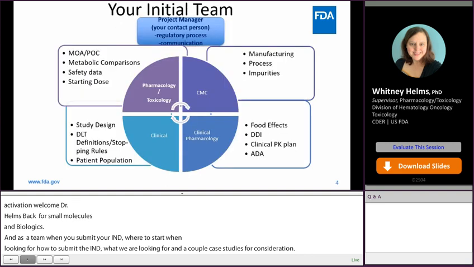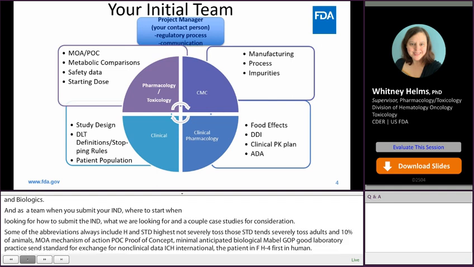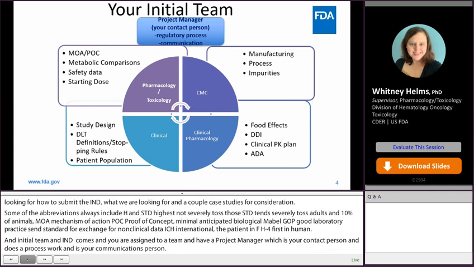Usually start with your initial team. So when your IND comes in, you're assigned to a team. You have a project manager, which is your contact person, does all of the regulatory process work, and is really your communications person. You'll also have a CMC review team. They look at your manufacturing, your process, your impurities, your batch data, your stability, etc.